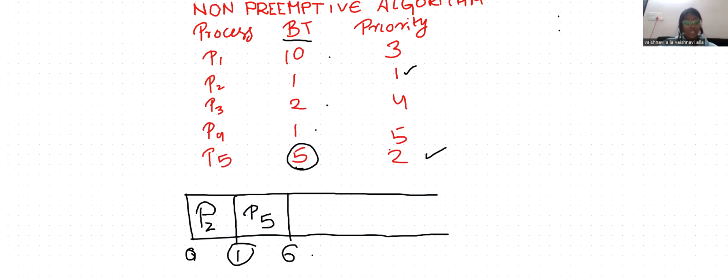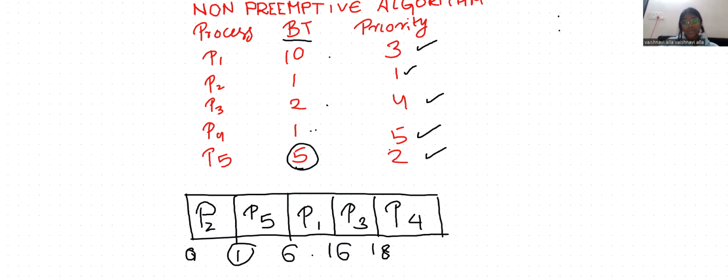Next, we're going to take P1. This stands as the next priority, and adding 10 plus 6, we have 16. Next we have P3. We are going to add 16 plus 2, which is 18. And last we have P4. We're going to add 1 to it, which gives us 19.